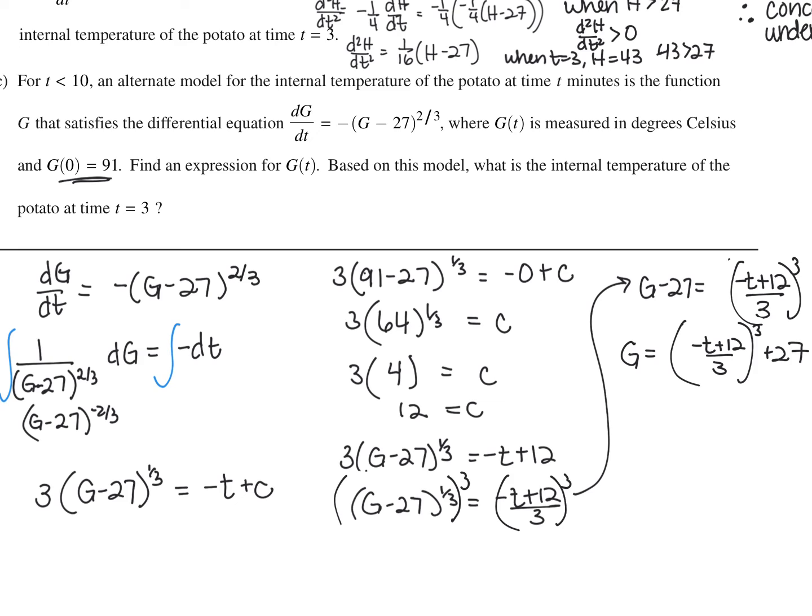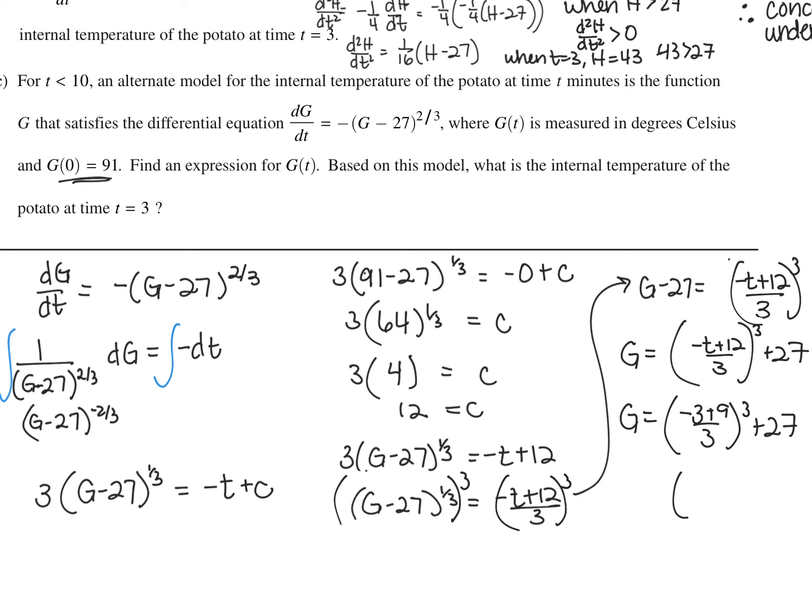Yes, it is cubed because 1/3, the undoing of that would be cubed. So based on this model, what's the internal temperature of the potato at time t equals 3? So then we're just going to plug that in. Negative 3 plus 12 over 3, to the 3rd, plus 27. So we get, you're about 9.